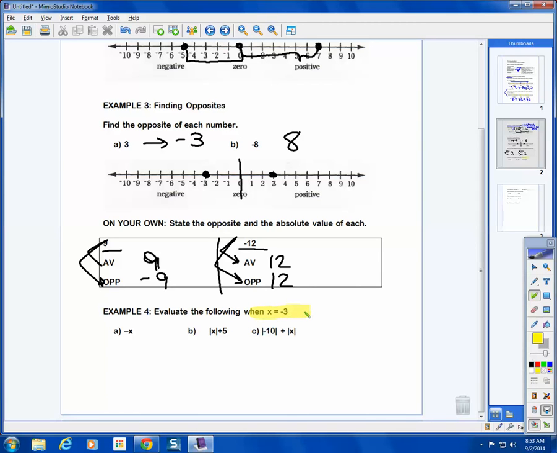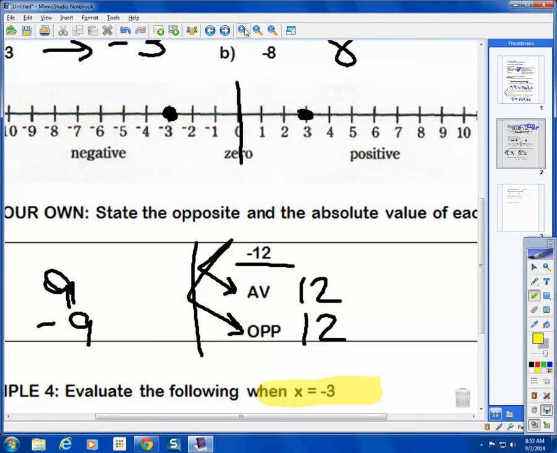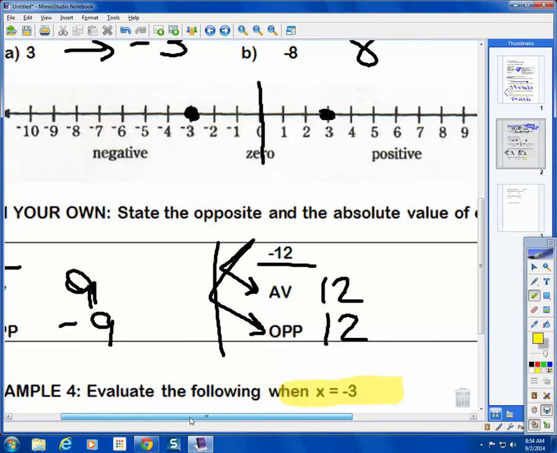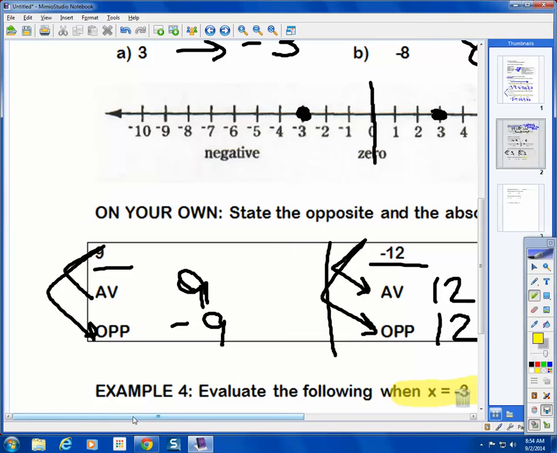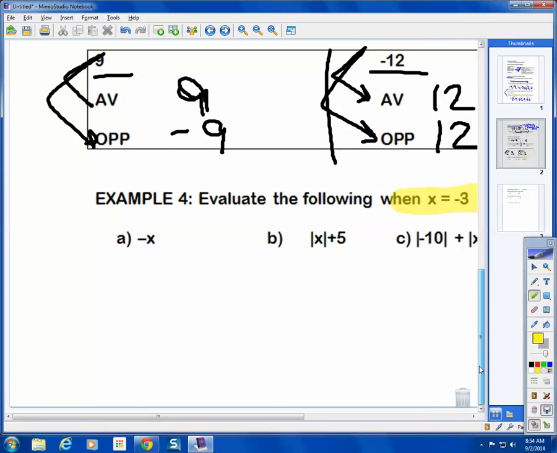-3, right? So anywhere where I have an x down here, you're going to plug in what kind of a value? -3. Okay. This is where things might get a little tricky, I think. All right, so down here, let's slide over. First one says, evaluate the following when x is -3.